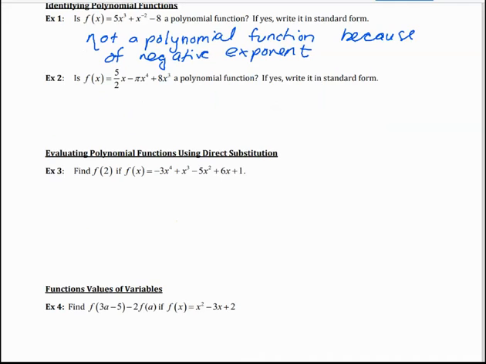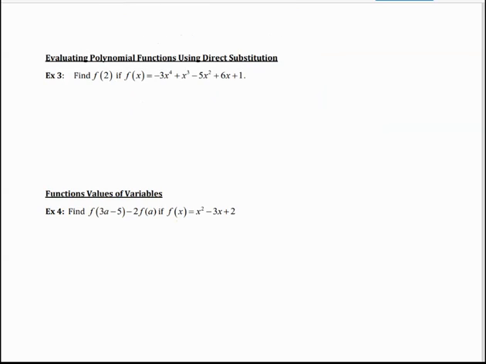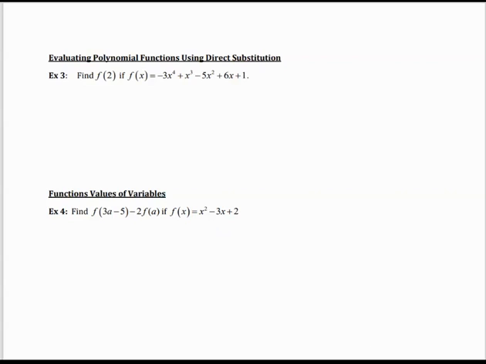Then we have evaluating. So for evaluating, we have done this before, right? When I say find f of 2, that means plug in 2 for all the x values. I'll let you try that one, but I'll go do example 4 to just let you refresh about that. So if we look at this, it's first saying to evaluate f of 3a minus 5, which means I take 3a minus 5 and I plug it into wherever I see an x.